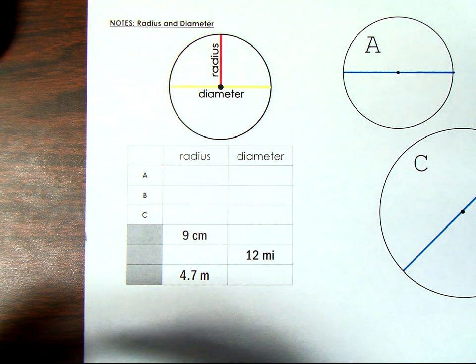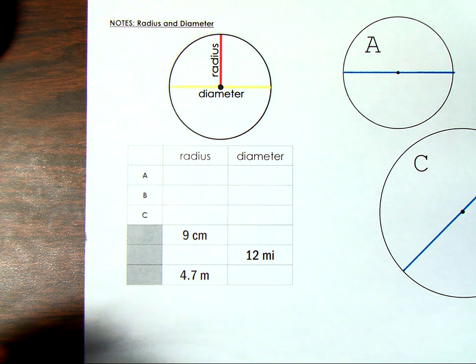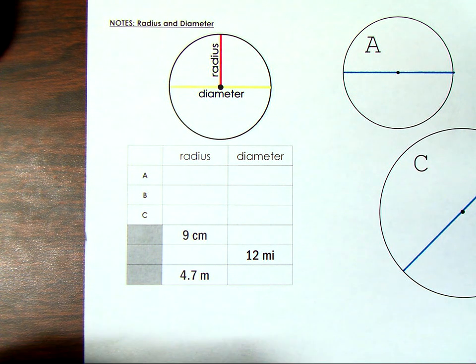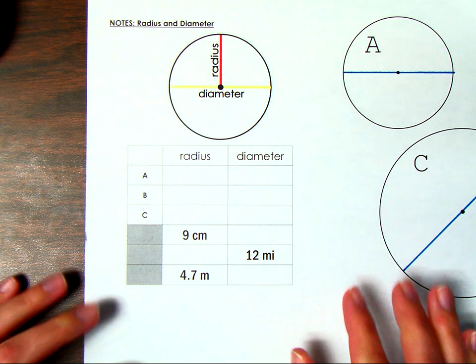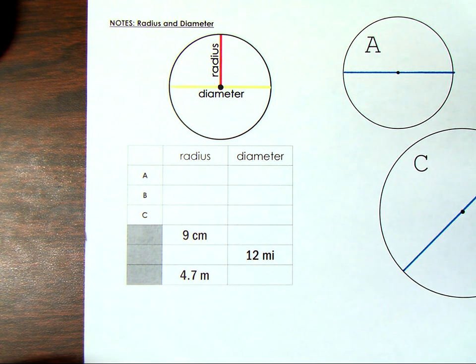But we're just trying to get you used to the idea of how we can figure out that circumference. So that was that RDC times 2 times 3. But today's lesson, we're going to focus just on the radius and the diameter.